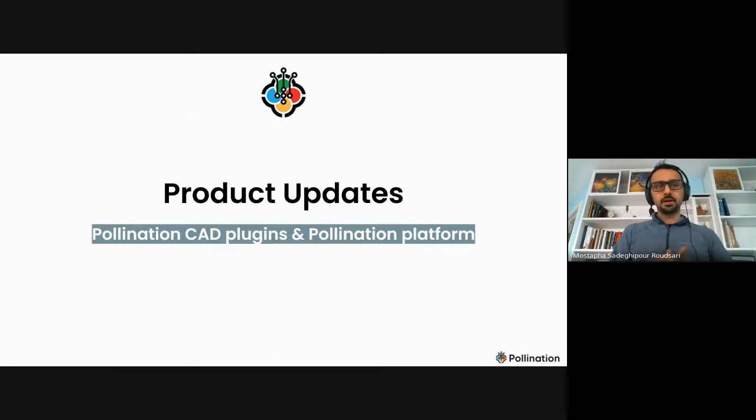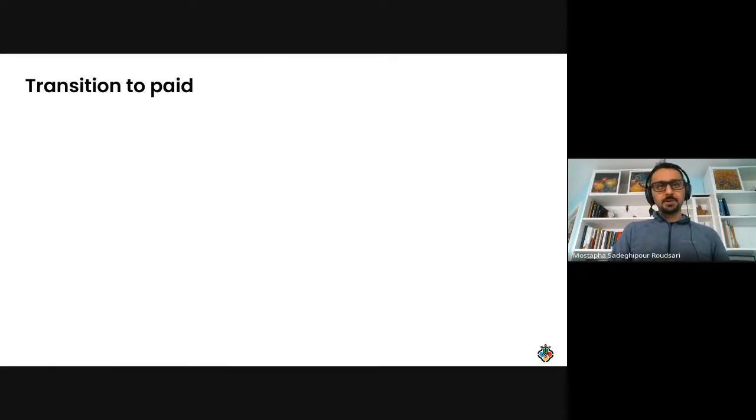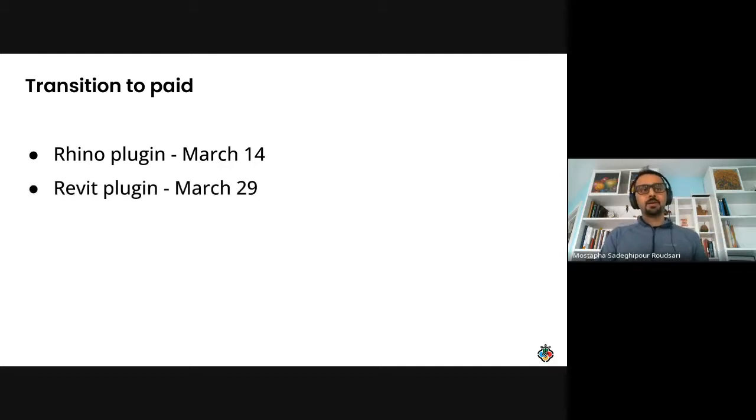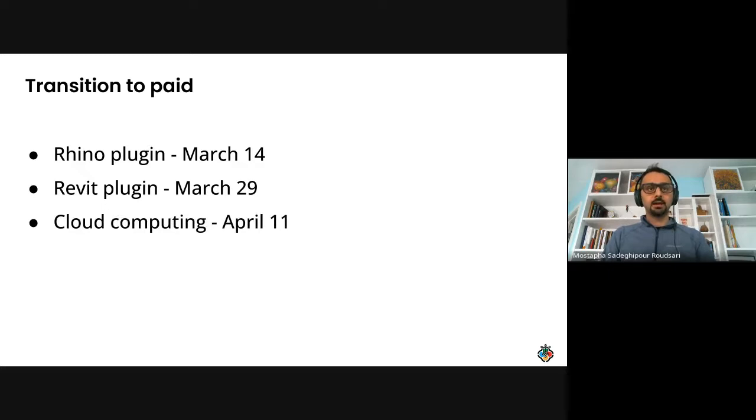Product updates. On product updates, I changed the order a little bit. First thing is we started the transition to paid. The Rhino plugin went paid March 14, this week or last week, on Monday. The Revit plugin will go paid March 29 from beta. And then for cloud computing, it goes paid April 11.